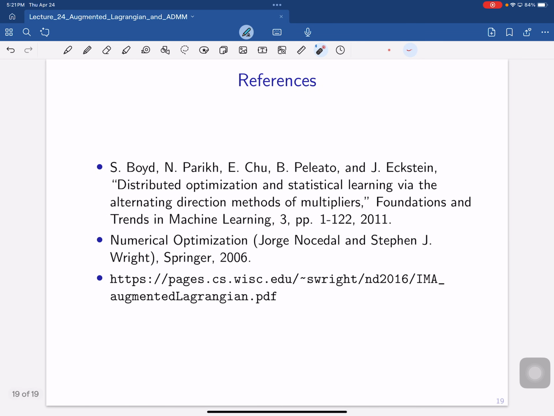All right, so here are the references, right? Most people will refer to this tutorial by Stephen Boyd and co-authors on ADMM, and then they apply this type of method to some statistical learning problems. You can also check the numerical optimization textbook. I think Stephen Boyd also has some slides you can refer to. Okay, so yeah, that's all.